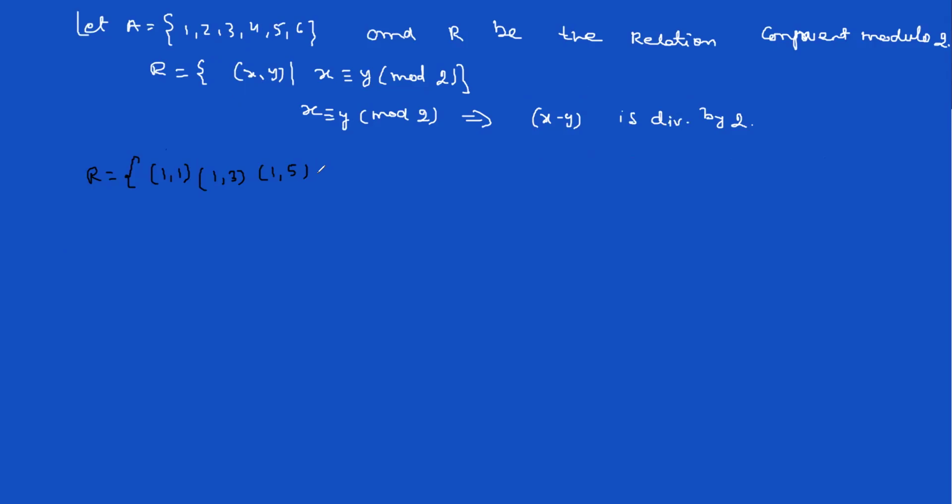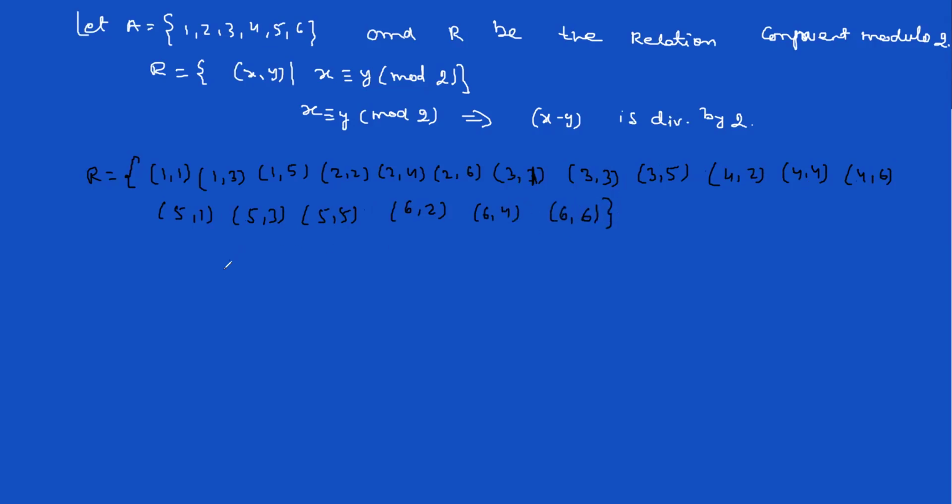(1, 5), right? Now (2, 2), (2, 4), (2, 6), (3, 1), (3, 3), (3, 5), right? Then (4, 2), (4, 4), (4, 6), (5, 1), (5, 3), (5, 5), (6, 2). This is what? An equivalence relation, right? So R is an equivalence relation.